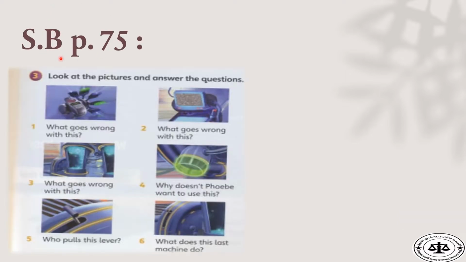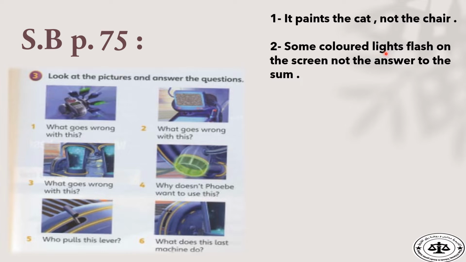Let's start with the student book, page 75, with exercise 3. Look at the pictures and answer the questions. Look at number 1. What goes wrong with this machine? Excellent. It paints the cat, not the chair. Okay. Number 2. What goes wrong with this? Bravo. Some colored lights flash on the screen, not the answer to the sum.